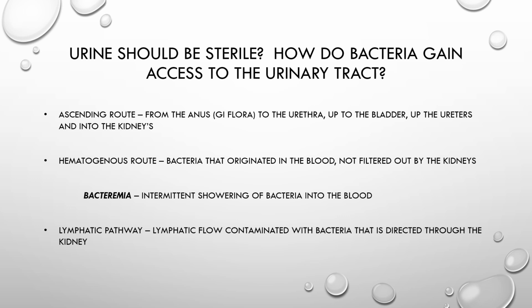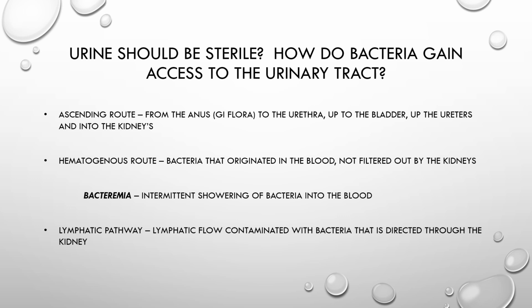So like I said, urine is a sterile body fluid. So if a person has a urinary tract infection or a UTI, how does that bacteria get into the urinary tract? And there are three ways. The bacteria can get into the urinary tract through the ascending route, which is most commonly the way that gut flora gets into the urethra. And that would be from the anus, GI flora that goes to the urethra, up to the bladder, up the ureters, and into the kidneys. A lot of times that is seen in females that are wiping the incorrect way.